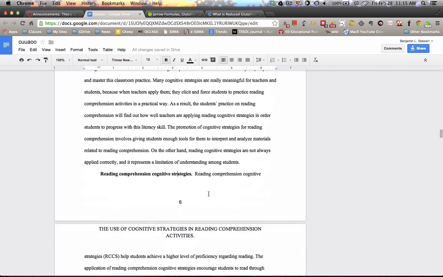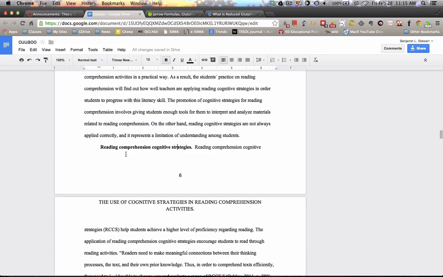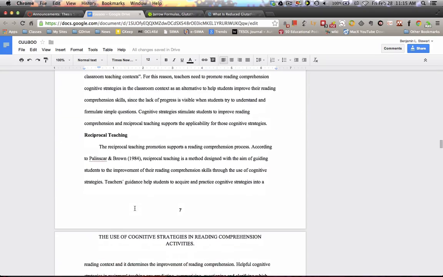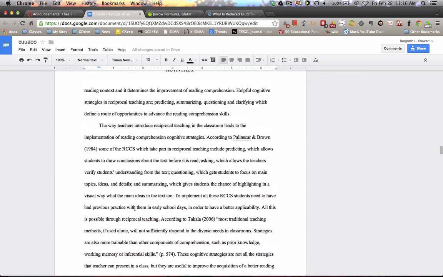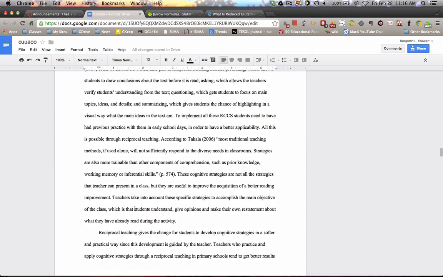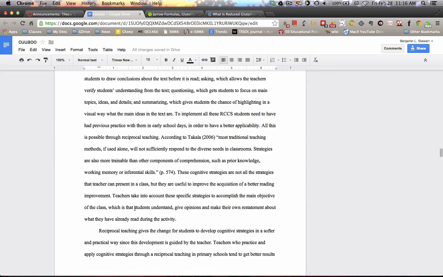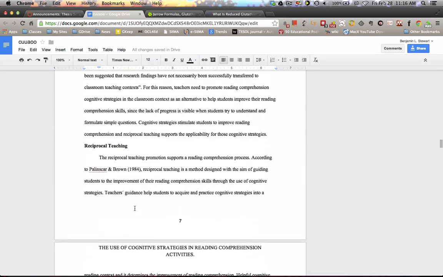So maybe in this case you don't need this because it's only one paragraph, and as long as you state what it is here in your topic sentence, then the reader knows what the main idea is. Okay. All right, so just think about that. Same way with reciprocal teaching. Now if the reciprocal teaching is talked about in several paragraphs, okay, maybe.